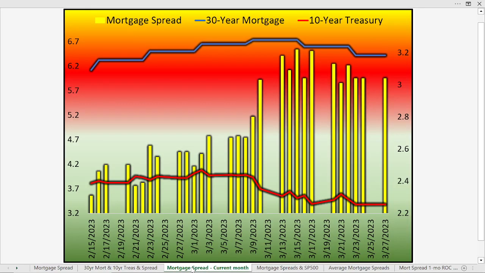Here's a closer look at the same picture. Again, blue line represents 30-year mortgages as they stand right now. The red line represents U.S. 10-year Treasury bonds. The yellow histogram bars show us the mortgage spread. So notice as the red line, the 10-year U.S. Treasury, went down, the blue line stayed pretty constant, and the difference between the two increased. It widened, and that's why these yellow histogram bars rose.